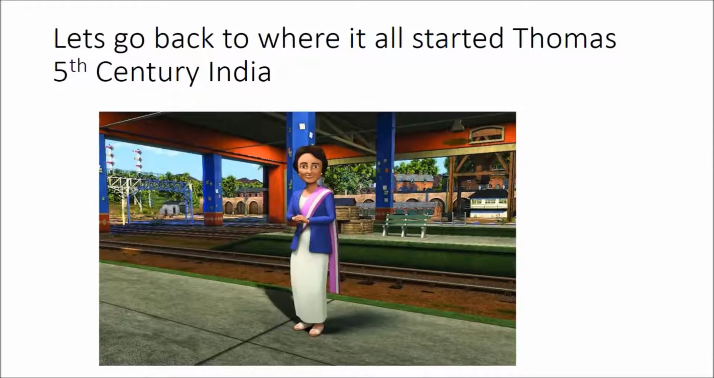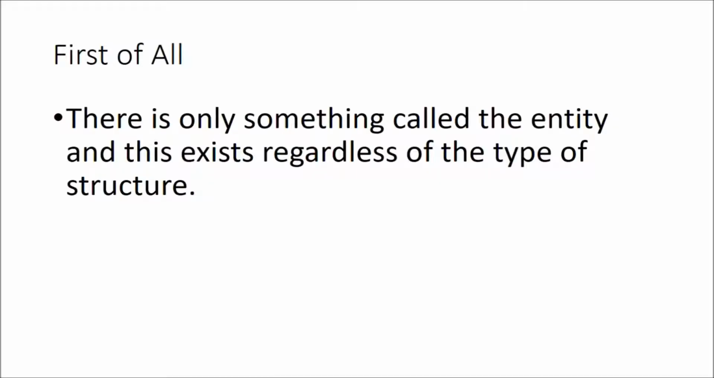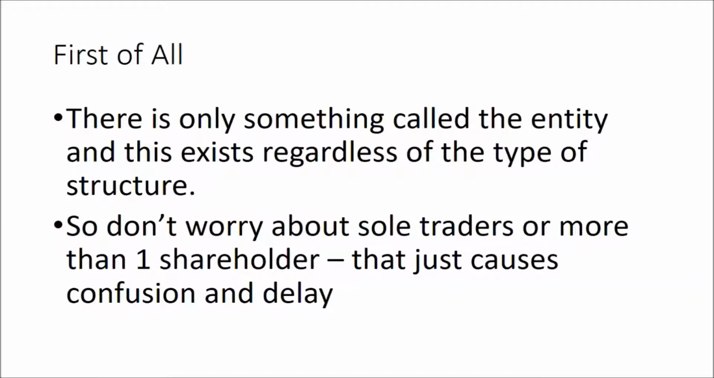So Thomas, let's go back to where it all began in 5th century India on the banks of the Ganges. Of course they didn't have all those trains back then, and neither did they have all these fancy terms used nowadays that just cause confusion and delay if students are not careful and think about the underlying bookkeeping. I'm going to take away all of that nonsense, Thomas, and first of all, we're going to focus on where double entry bookkeeping lives. It lives in something called the entity in the general ledger, and that entity exists regardless of the type of company structure. So don't be worrying about sole traders or different types of companies. Just consider the thing called the entity, and it's just got one shareholder. Anything else causes confusion and delay.